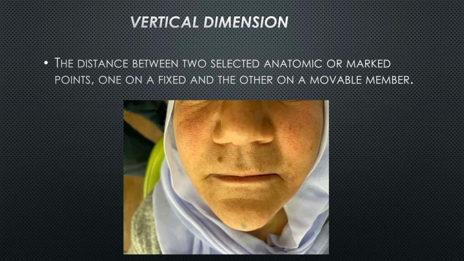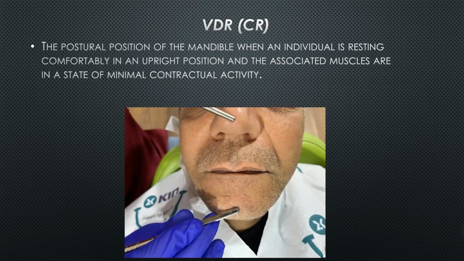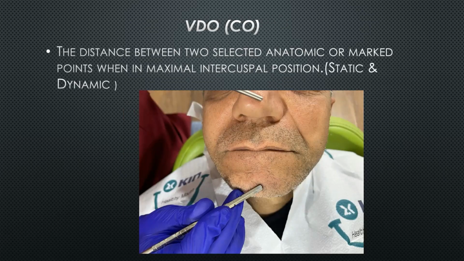Okay, we will take another definition, which is vertical dimension: the distance between two selected anatomical landmarks, the tip of the nose and the tip of the chin, most prominent areas, one on a fixed and the other on a movable part. Here's the vertical dimension, and we look here at how it got reduced. It is the distance between two selected anatomic or marked points when in maximal intercuspal position, static and dynamic.